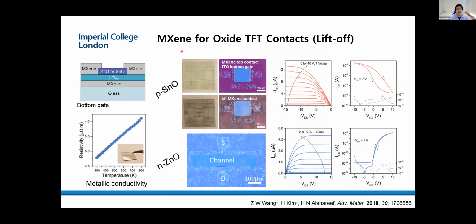And MXene was used as an electrode material for oxide thin film transistors. Here the MXene is used for the bottom gate structure and also the top contact pad. These are patterned by the lift-off technique. So you can see here is MXene and here is MXene, and the other things you see around are from the bottom. MXene allowed nice device operation for both N-type zinc oxide and P-type SnO. So we reported it in Advanced Materials, and we could also go for CMOS.